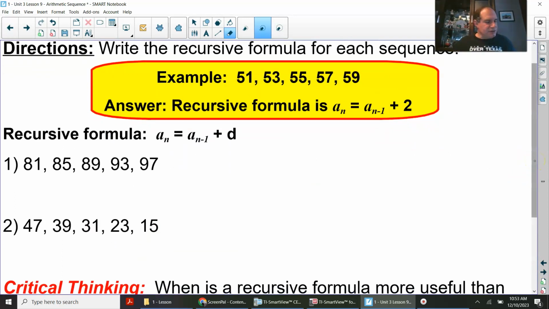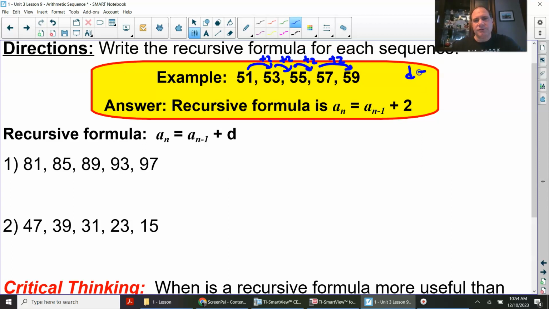All right, and it says directions. Write a recursive formula for each sequence. So what we're going to do is just write the recursive formula for the nth term. So this one right here in the example, you could see up here, you always have to go for that common difference. So that common difference right here is plus 2, plus 2, plus 2, and plus 2. All right, so d equals 2. But unlike the other formula that we were using for the explicit, the recursive formula does not need to know what a sub 1 is. So what we do need to know, though, is the value of the prior term. So we're just putting this into a formula, not figuring anything out. You could see what this is right here.